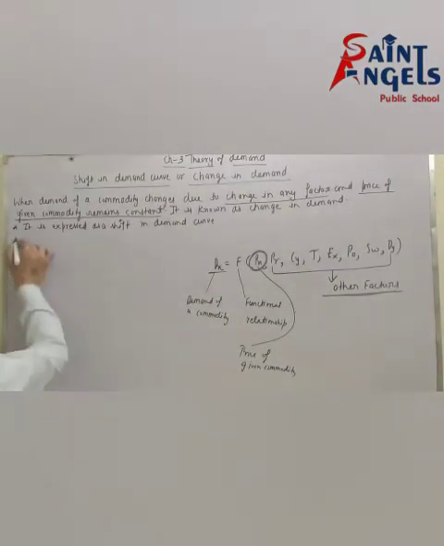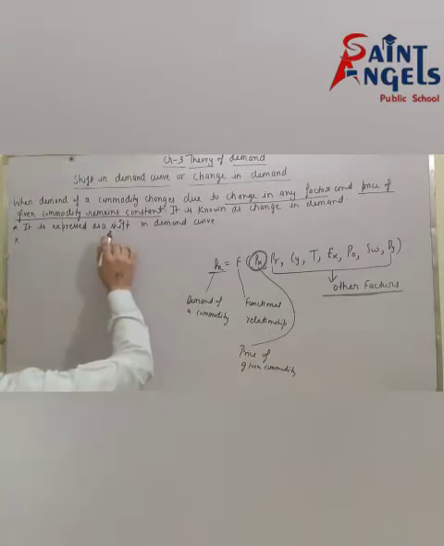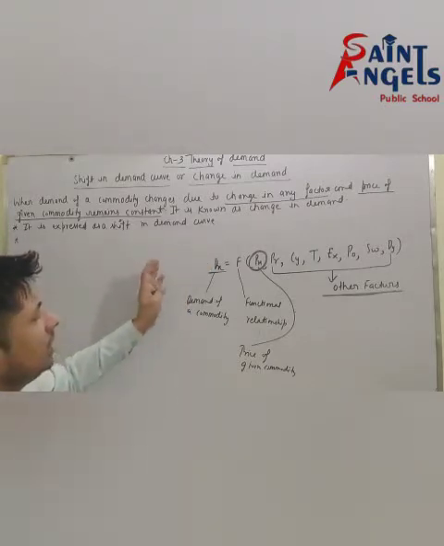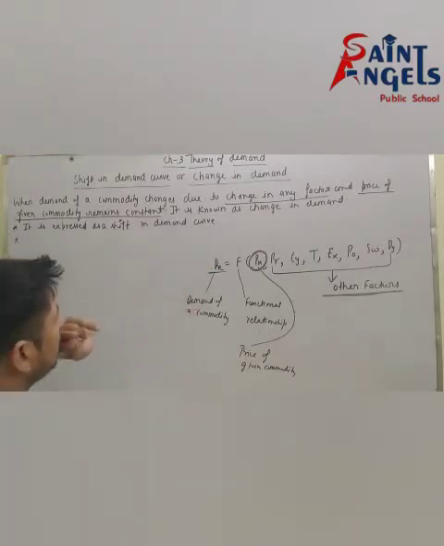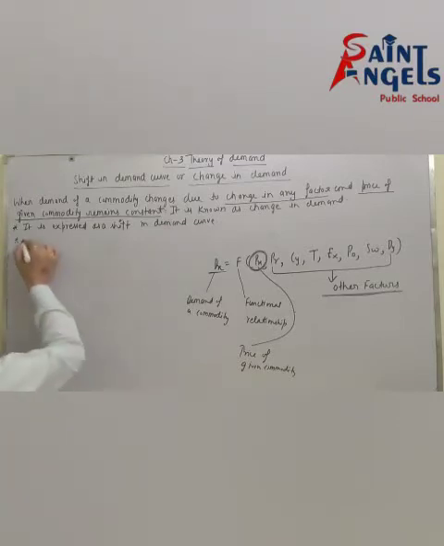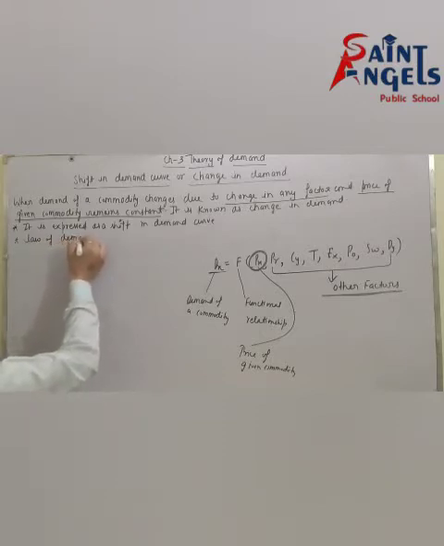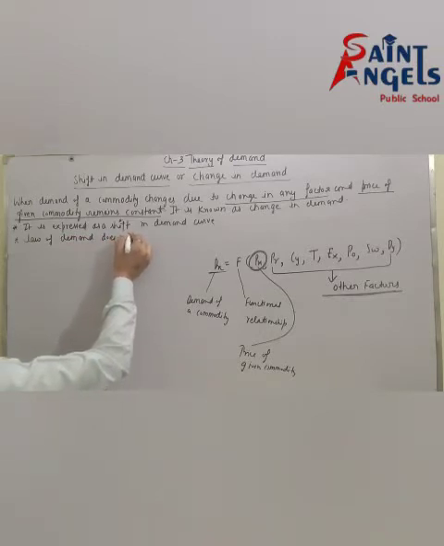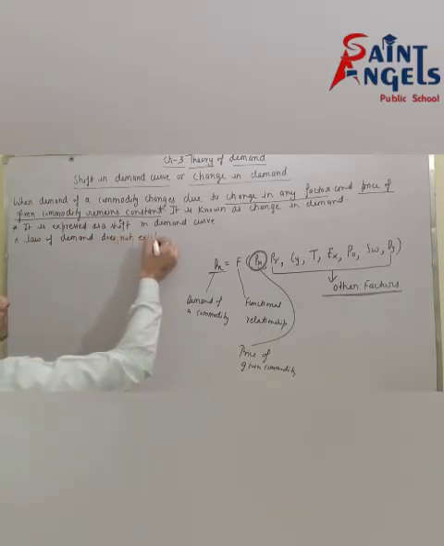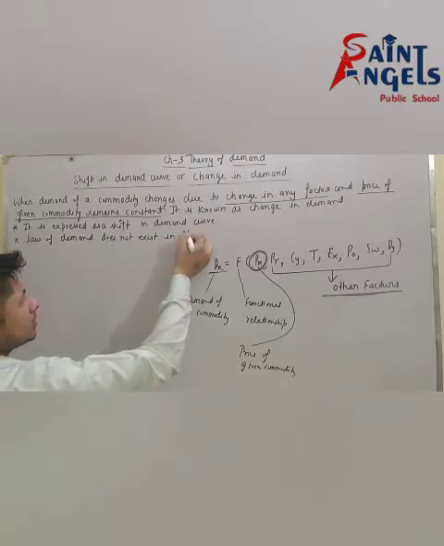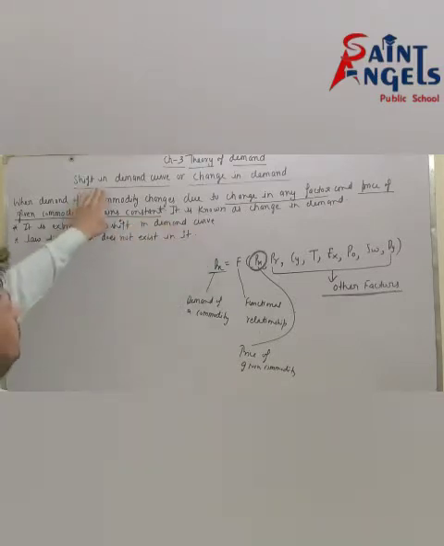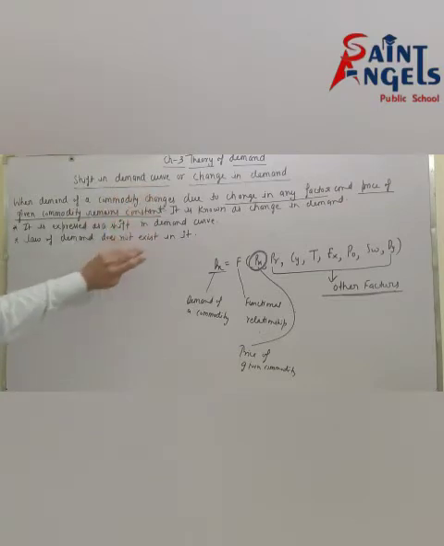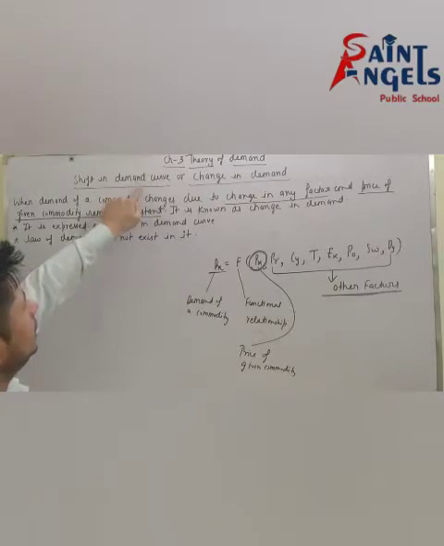See, next point is, it is expressed as a shift in demand. Later we will discuss with the help of diagrammatic representation. But see, law of demand does not exist in it, means a shifting demand curve does not follow law of demand. You can say law of demand does not exist in it.